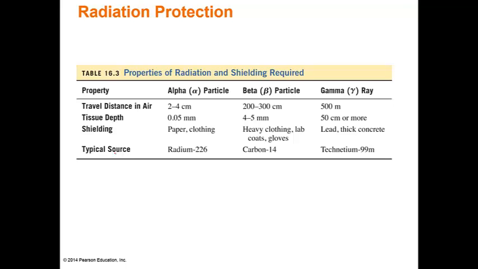Now, gamma rays. Here's where the danger is. I can hit you from 500 meters. Now, I am ex-military, and I know that with my M16, I could hit you from about 500 meters. Well, if I had a gamma gun, I could do the same thing. And it will penetrate into your tissue more than 50 centimeters. That's more than 20 inches. That's thicker than most of you probably are. Not me, but most of you. All right, so what do we shield ourselves with? Lead, concrete, and technetium-99 is an example of a gamma source.